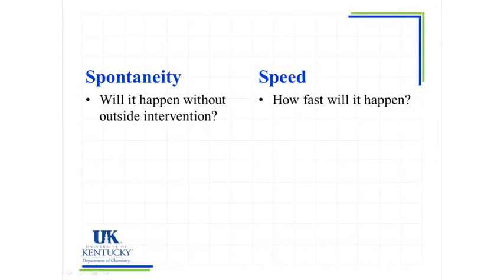A common misconception is that spontaneity and speed are related. However, this is not true. Spontaneity tells us whether a reaction will happen or not without outside intervention. Speed tells us how fast or slow a reaction will actually happen. These two things are not related to one another. We can have a spontaneous reaction that happens very quickly, or a spontaneous reaction that happens very slowly. Likewise for non-spontaneous processes.